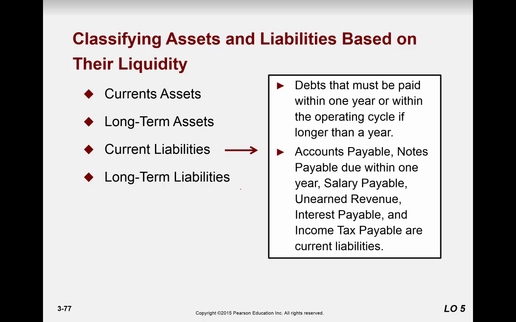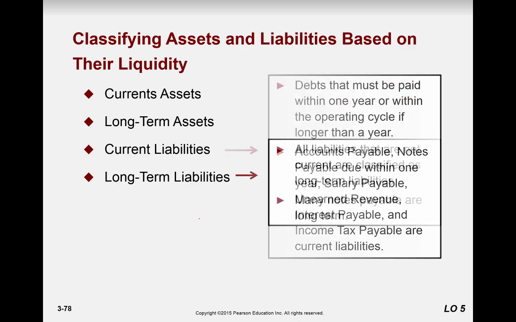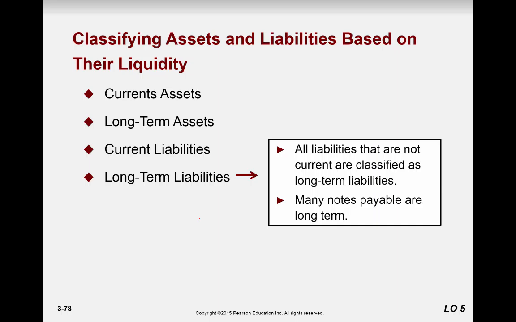Current liabilities, similar to current assets, are usually those paid within the year, so that's why they're classified as current. Accounts payable is usually listed first, followed by notes payable, salaries, and then your unearned revenue. Remember, that is a liability. Then your long-term liabilities are basically anything greater than a year, and notes payable is usually part of that classification.